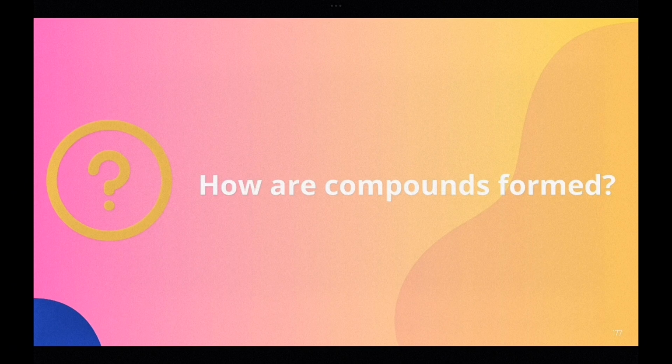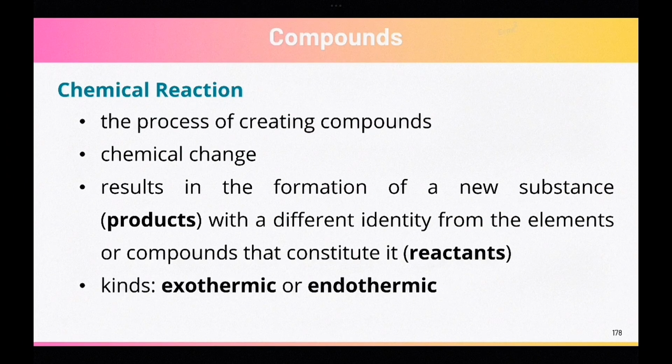How are compounds formed? They undergo chemical reactions, which is one process of creating compounds, such as a chemical change. This results in the formation of a new substance or a product with a different identity from the elements or compounds that constitute its reactants.